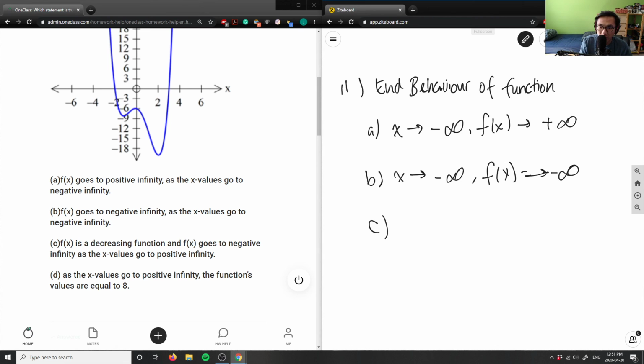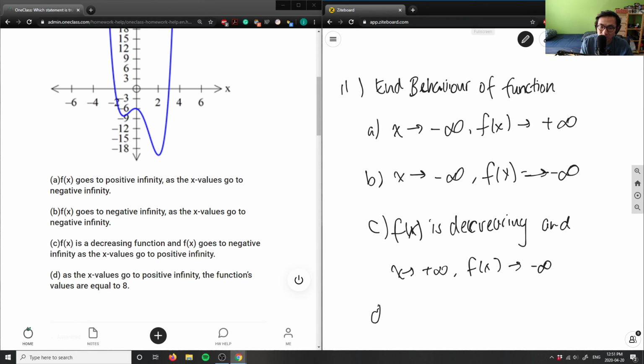C here is f of x is decreasing, and as x approaches positive infinity, f of x approaches negative infinity. And D states that as x goes to positive infinity, function value f of x equals 8. So this here is my function.